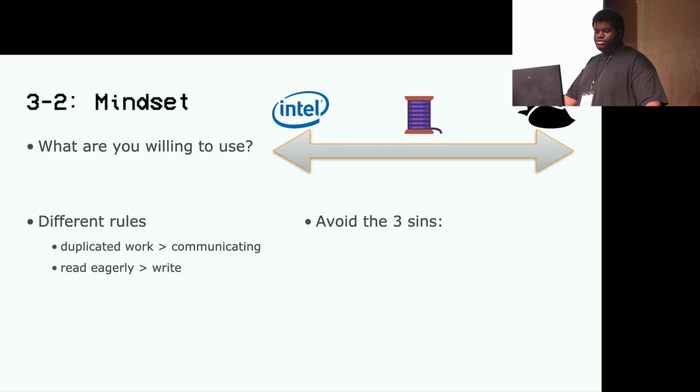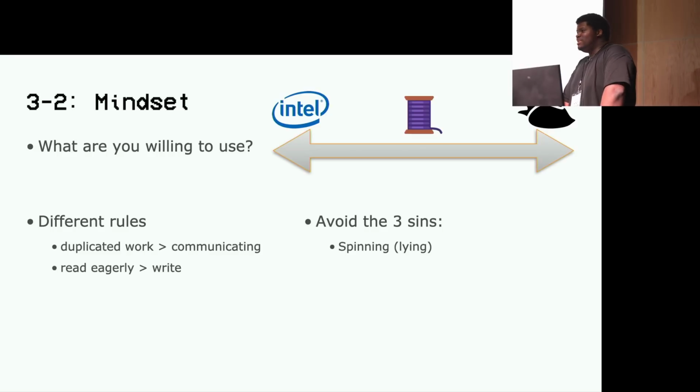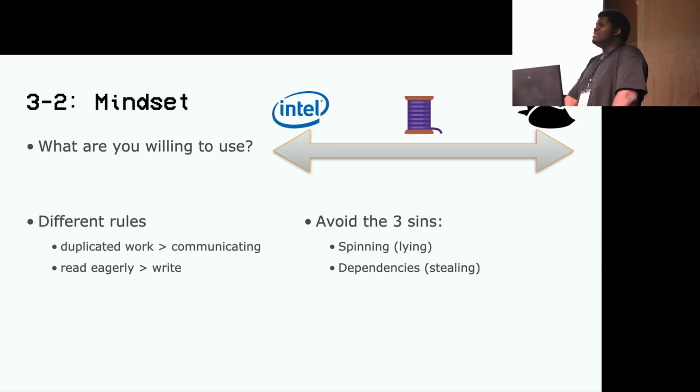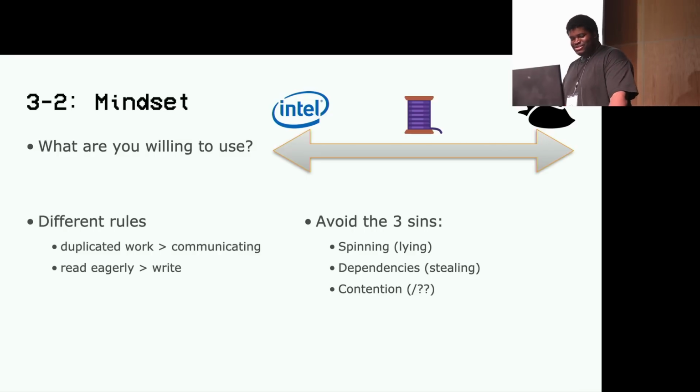But the main things that you should avoid are the 3 sins of threading. The first one is spinning. You probably do this. It's like lying. You also probably do that, but it's not too consequential in the right settings, so you can get a pass. The other one is dependencies. You can steal, but it's morally questionable sometimes when you do it. You should avoid it if possible. And then the last one, I'll leave to your imagination how bad that is. But we'll start going through those.